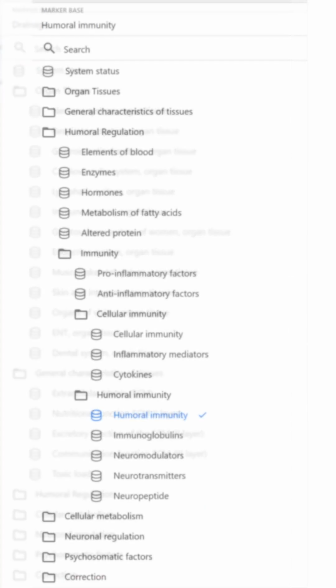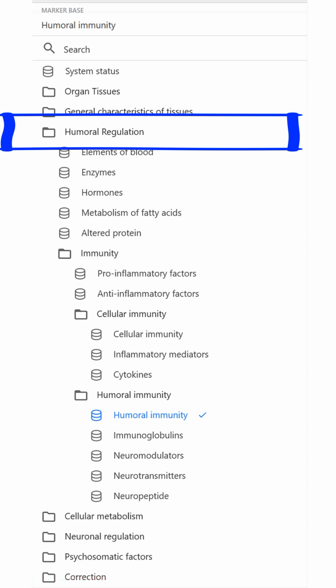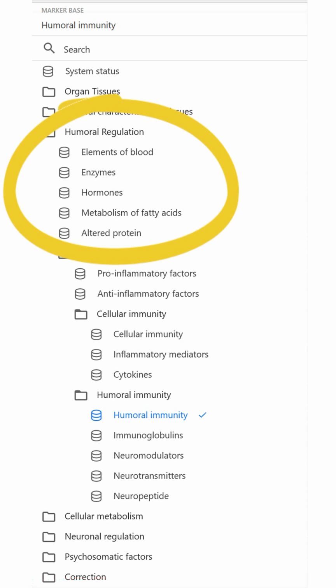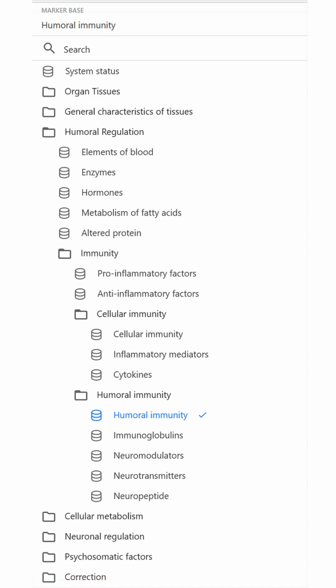Folder Hormonal Regulation. A significant proportion of metabolic and regulatory processes in the body is carried out with the help of hormonal liquid media, such as blood and lymph. The hormonal regulation folder contains the primary markers, by analyzing which we can assess the nature and level of hormonal regulation. These markers include blood elements, the main blood cells, enzymes, hormones, and molecular factors that affect the metabolism of fatty acids in the body.